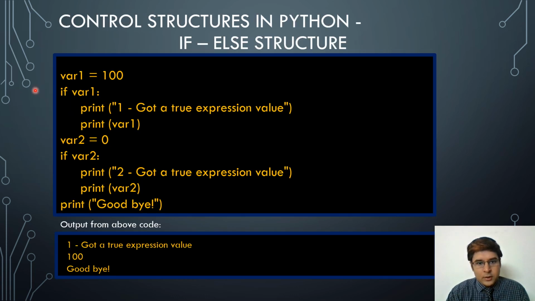Next we see control structures in Python, basically handling conditions. We use if else to handle conditions. If a condition is true, we execute this code, or if it is false, we execute some other code, as we'll see in the coming slides. Here the output is shown.